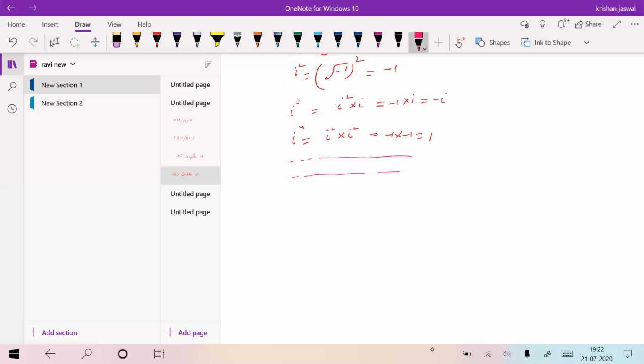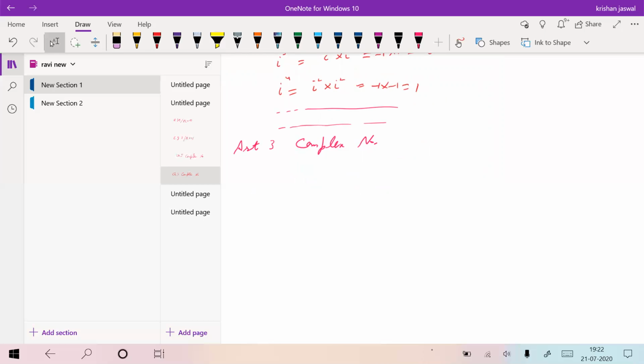Article number 3, complex number. Any number of the form a plus iota b is called a complex number, where a and b are real numbers and iota is equal to square root of -1, the imaginary number.